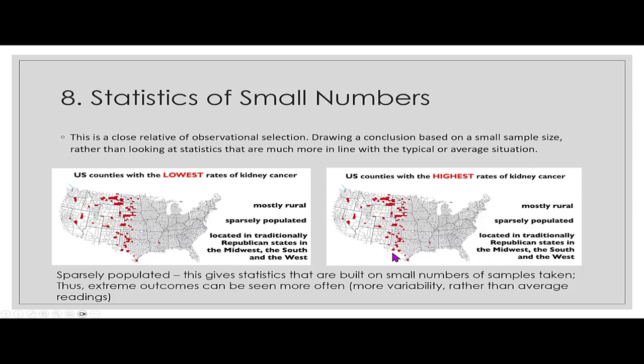And you could find locations where these things are true and you have these lowest rates of kidney cancer because your numbers are very low. You have small sample size when you're looking at these things. So you can see extreme outcomes that can be seen more often when you have statistics that are built on very small numbers where small sample size is occurring. So there's more variability rather than having a true average reading.